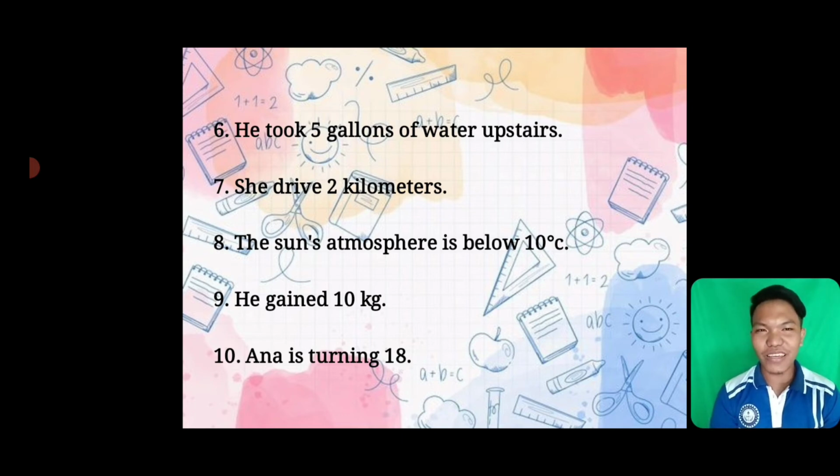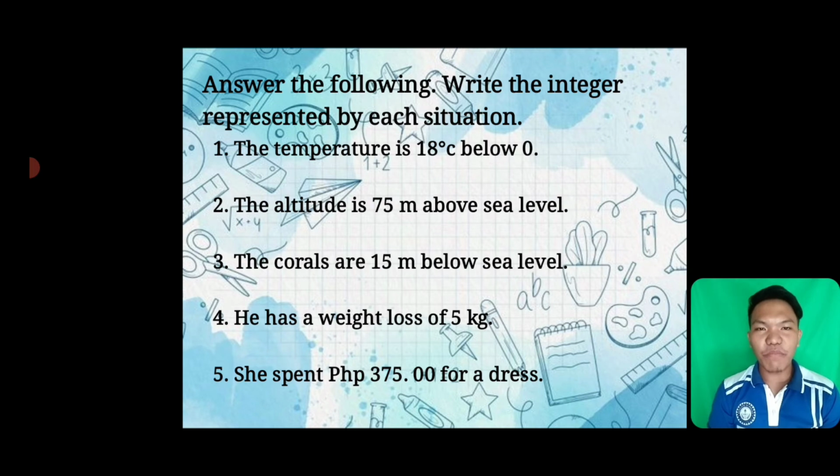Okay, let's check if you truly understand our lesson for today. So for number 1, the answer is negative 18 because it is stated that 18 degrees Celsius below 0. Meaning to say, if we put it on the number line, we are going to move to the left from 0 below to the 18 degrees Celsius. So, meaning to say, it is negative 18.